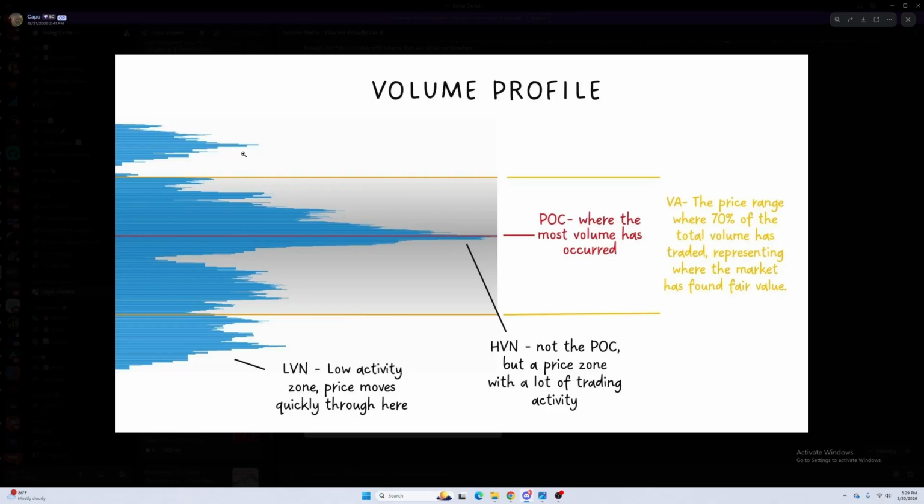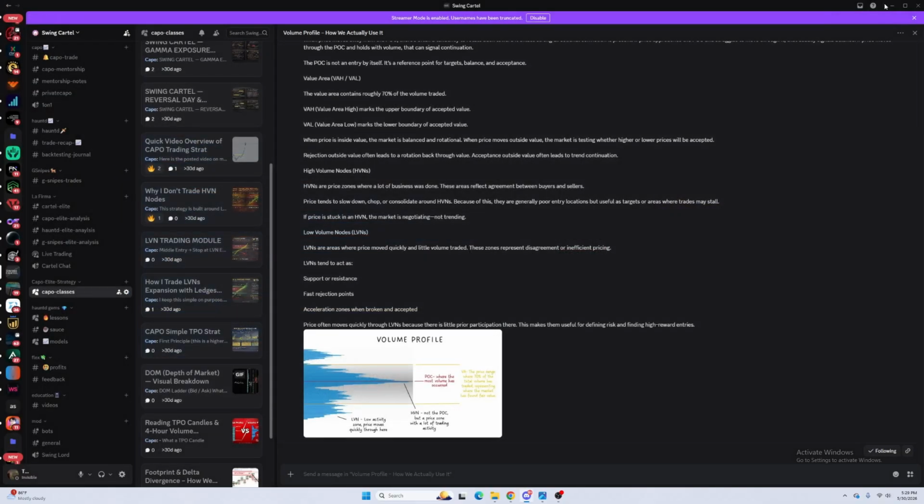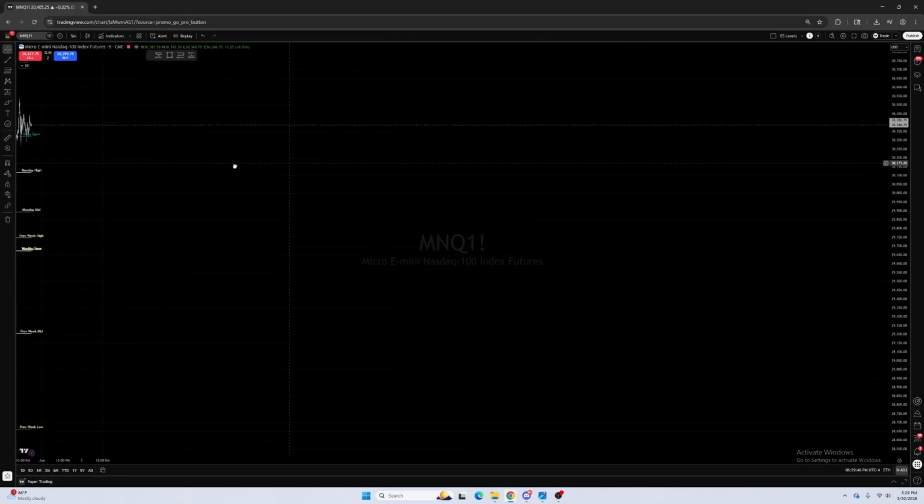Our low volume nodes, well, I'll talk about the low volume nodes right now, but let me get right here. I can do it on TradingView.